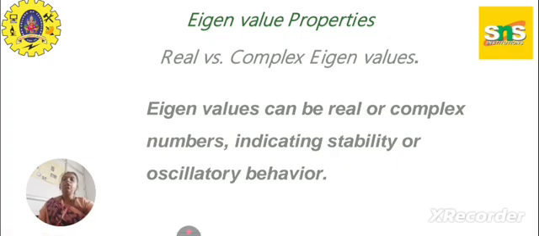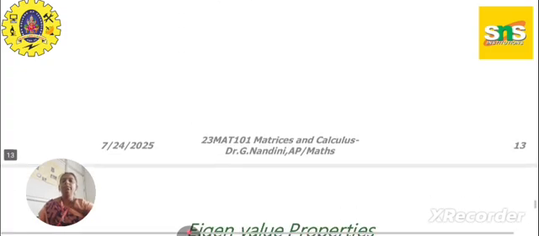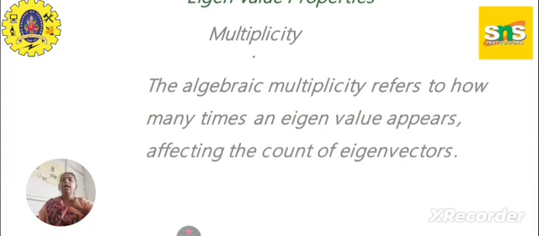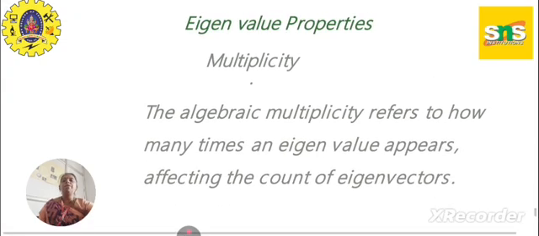Finally, eigenvalues can be real or complex numbers, indicating stability or oscillating behavior. The algebraic multiplicity refers to how many times an eigenvalue appears, affecting the count of eigenvectors.